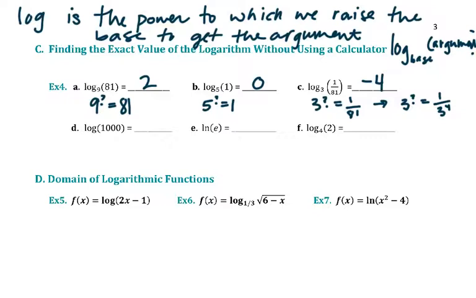On example D, I have log base 10 of 1,000. So 10 to what power equals 1,000? Our answer would be 3. Example E has a natural log. Natural log, remember, is log base e of e. So e to what power equals e? And the only way you get the same thing, raising something to a power, is when the power is 1. And then lastly, for F, log base 4 of 2. 4 to what power equals 2? We get 1/2.